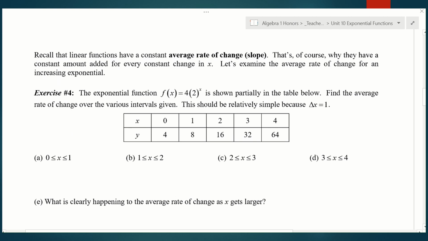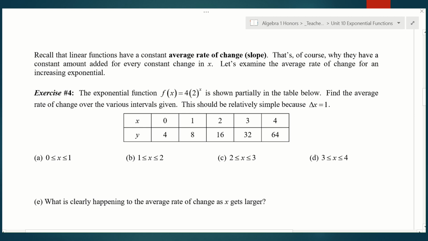Recall that linear functions have a constant average rate of change, which we usually call slope. That's, of course, why they have a constant amount added for every constant change in x. Let's examine the average rate of change for an increasing exponential. So before we even look at example 4, think back to when we did quadratic functions.